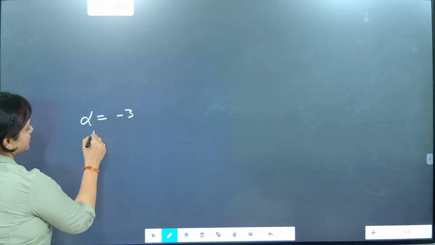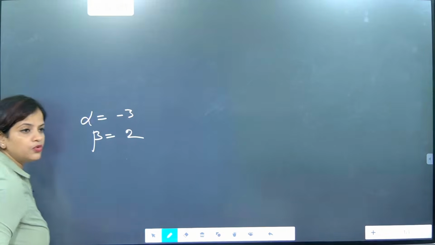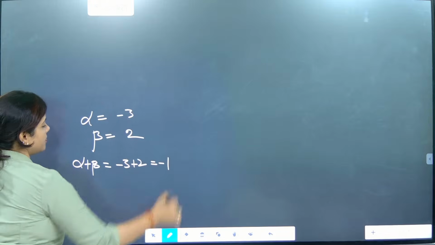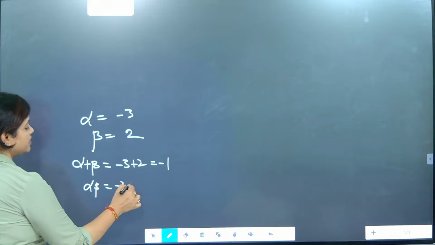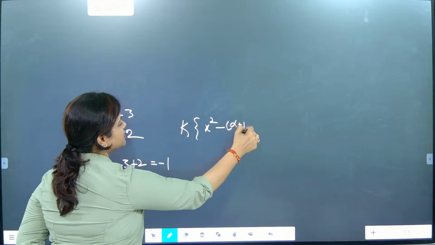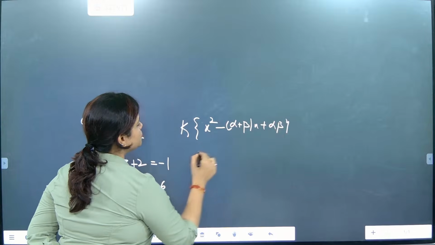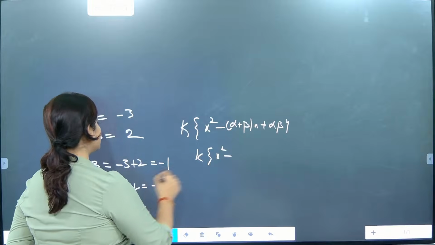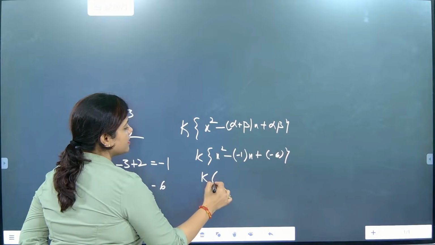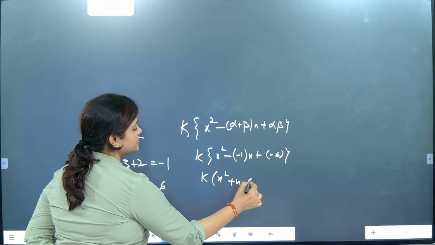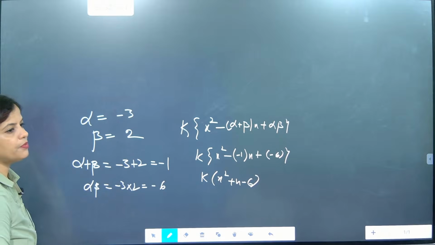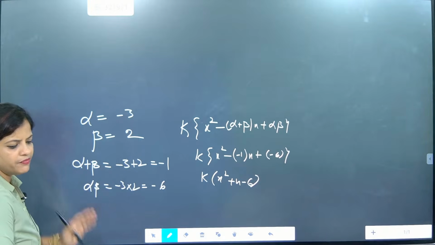Like alpha is equal to -3 and beta is equal to 2 given. Then how to frame the quadratic polynomial? One time you need to put alpha plus beta. So -3 plus 2, what is coming? -1. Next time alpha into beta, -3 into 2, it will come as -6. So how to frame it? k into x square minus alpha plus beta x plus alpha beta. So here it will become k x square minus, it is coming as -1 x, plus -6. So the answer is coming as k x square plus x minus 6. So this is the end of the quadratic polynomial, means the polynomial section, maximum till here.